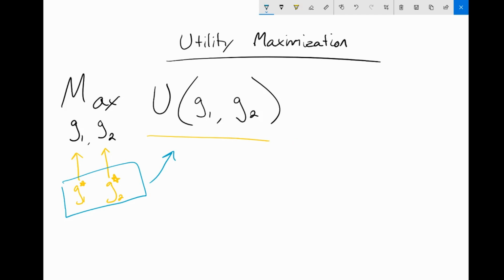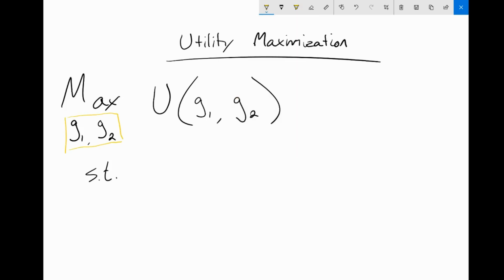But now, like I said, agents make decisions in the context of constraints. That means they face constraints. And so we need to add some constraints onto the decision-making process. So if we're looking at just this generic example, we want to know how much of good one and good two the agents will consume in order to maximize utility. But when agents make decisions about how much to consume, they always make decisions given a constraint. And their constraint is going to be their budget constraint.